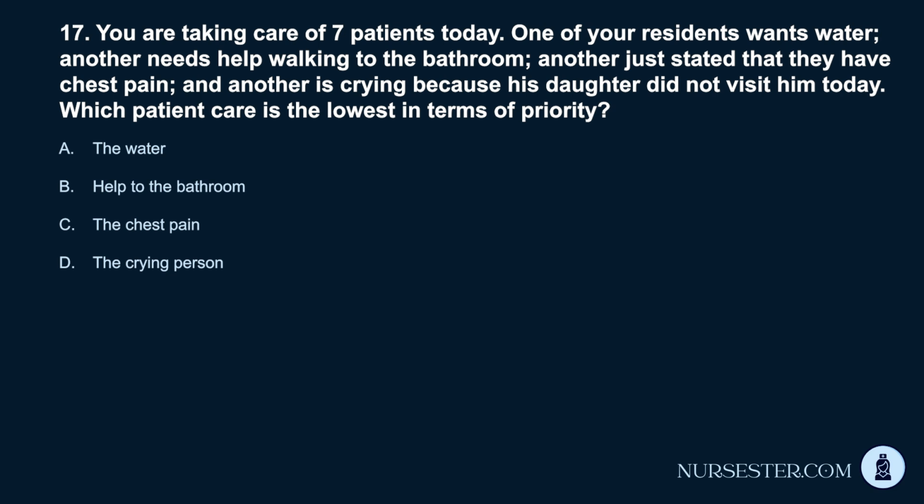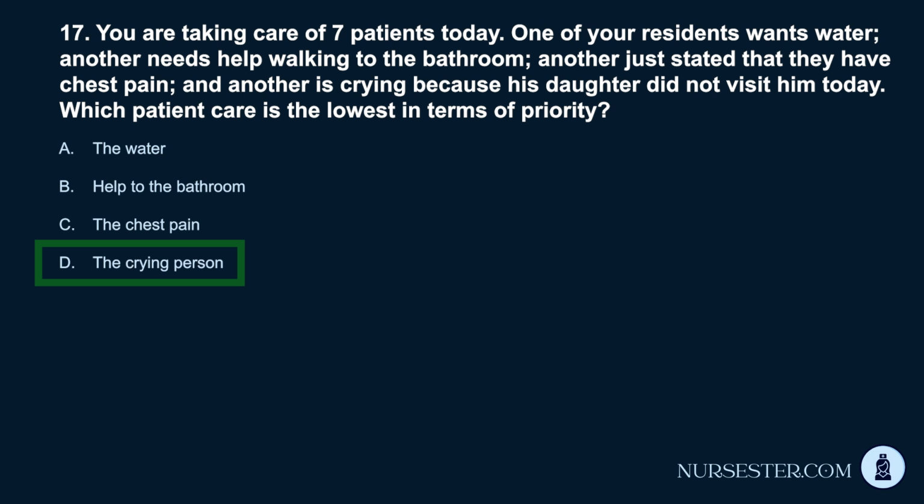17. You are taking care of 7 patients today. One of your residents wants water, another needs help walking to the bathroom, another just stated that they have chest pain, and another is crying because his daughter did not visit him today. Which patient care is the lowest in terms of priority? A. The water. B. Help to the bathroom. C. The chest pain. D. The crying person. Correct answer: D.